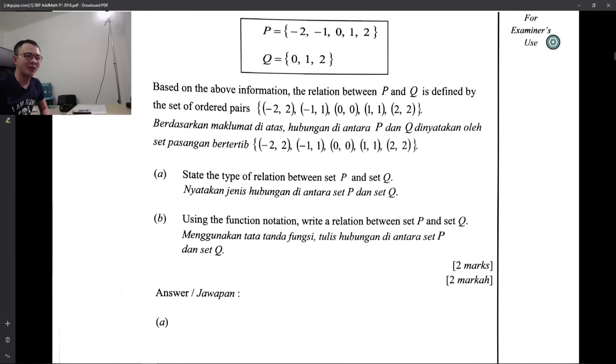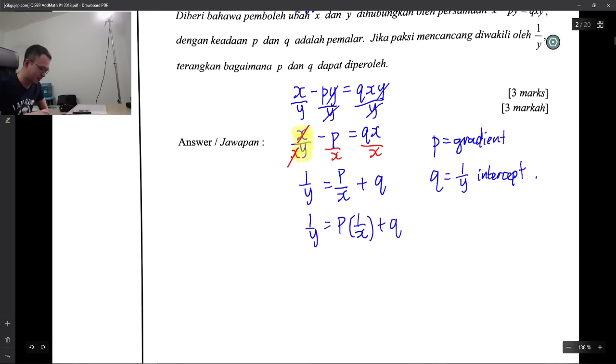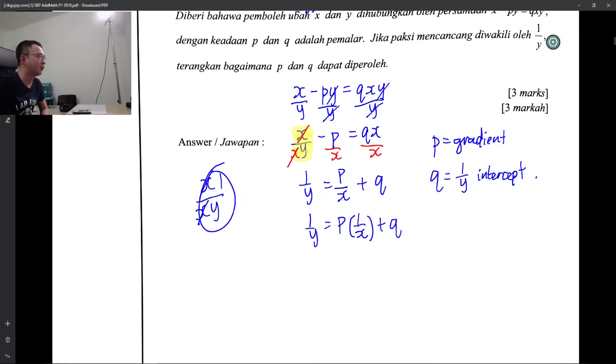How x over y become 1 over y? Okay, so let's explain. Because x over y, in order to get 1 over y, I divide x for every single one. You imagine x over y. If I divide x here, x and x I simplify, I left 1, right? So at the end, I got 1 over y here. I hope you can understand this.